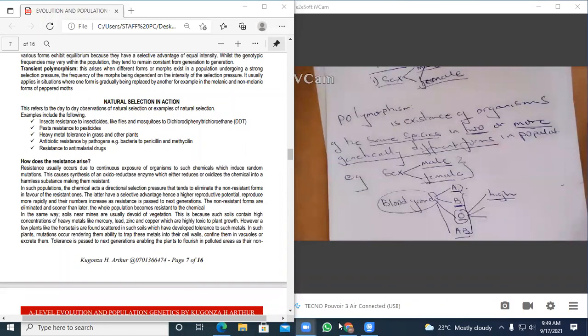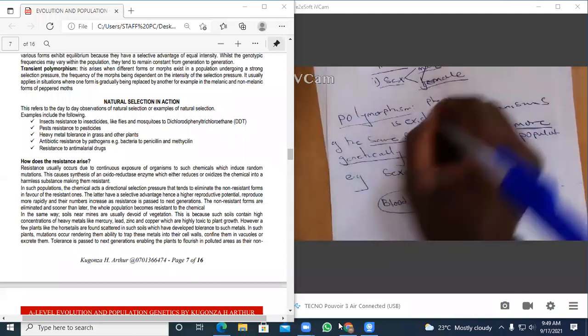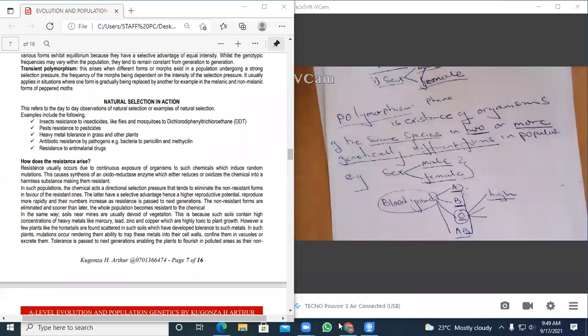When you're talking about species, like for example human beings, where we have carriers and then the normal, is that also an example of polymorphism? When we are talking about polymorphism, we talk about the phenotype, the physical appearance. Can you identify the carrier using the physical appearance? A carrier will be exactly the same as normal.